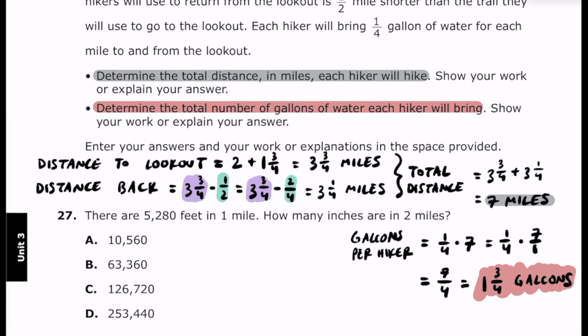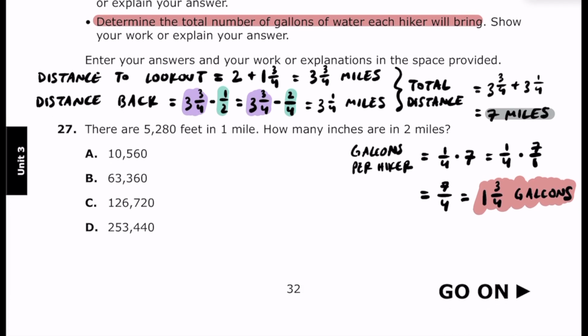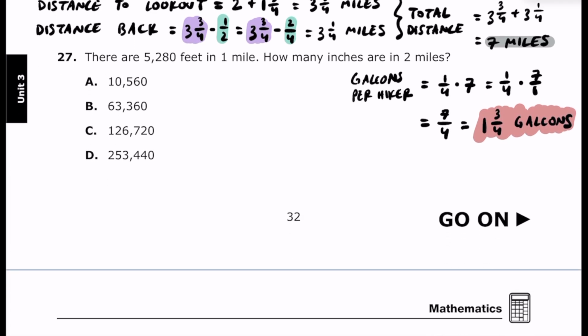For 27, it says there's 5,280 feet in 1 mile. It says how many inches are there in 2 miles? Oh boy. So we got to do some unit conversion here, it looks like, right? So let's see here. We know that there are going to be 5,280 feet, and that's going to be in 1 mile. So it's asking about what if we want to go to 2 miles.